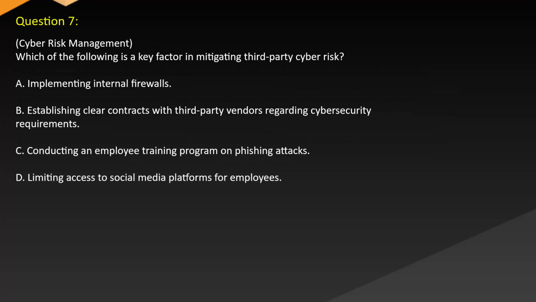Question 7. Cyber risk management. Which of the following is a key factor in mitigating third-party cyber risk? A. Implementing internal firewalls. B. Establishing clear contracts with third-party vendors regarding cybersecurity requirements. C. Conducting an employee training program on phishing attacks. D. Limiting access to social media platforms for employees.